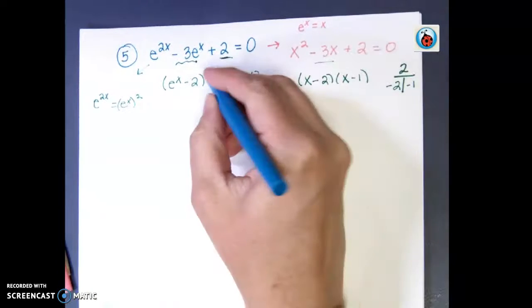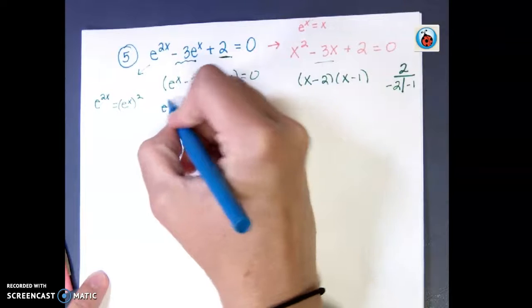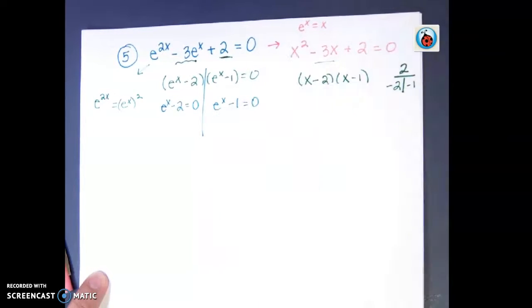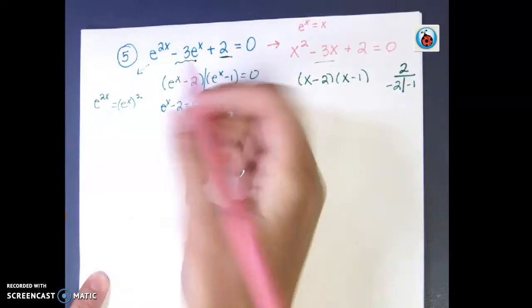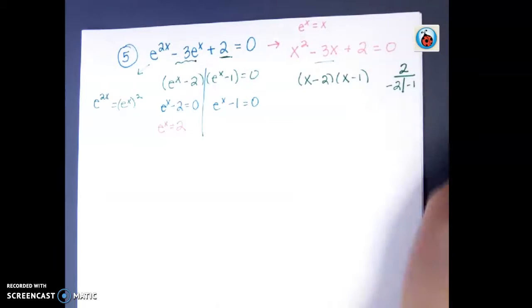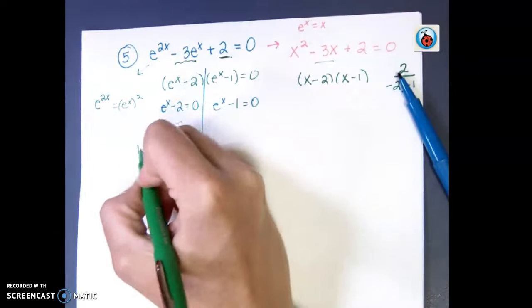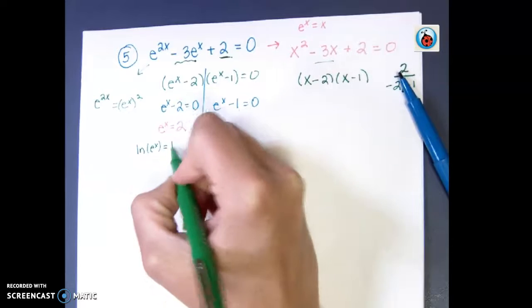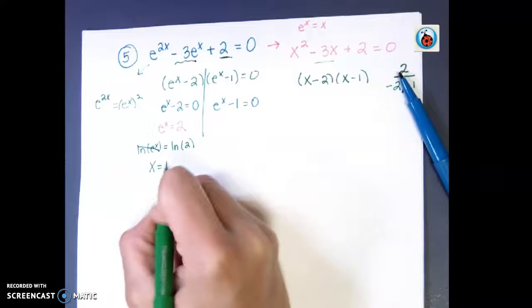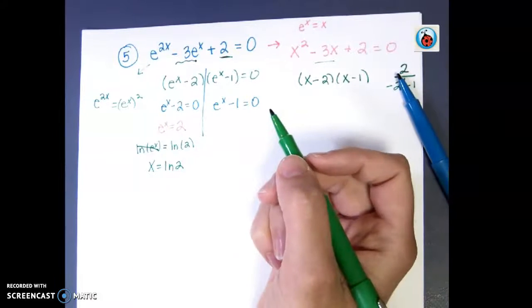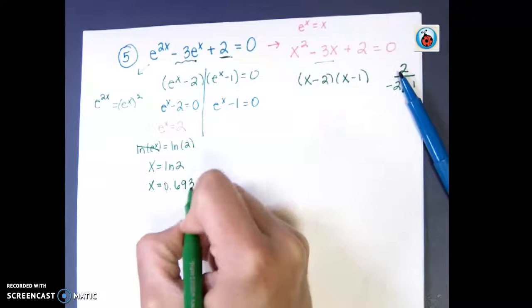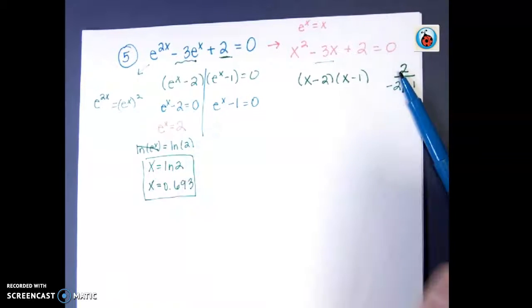So then, if you split this up into two different problems, we have e to the x minus 2 equals 0, and e to the x minus 1 equals 0. If we solve the left one, we would add the 2 over, so e to the x equals 2. To get rid of e, you do ln on both sides, because the opposite of e is ln. So ln and e would cancel here, and you would have x equals ln of 2. If you didn't have a calculator, that would be perfectly fine, or if you type it in your calculator, it'll give you 0.693. So either answer here works.